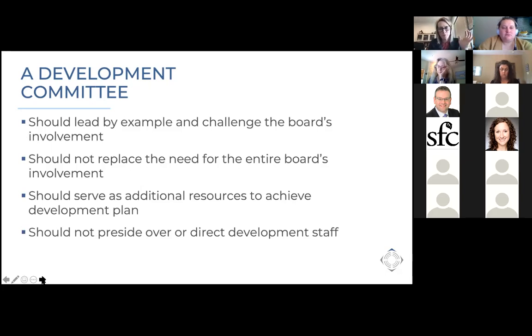And they never should preside over development staff. It's kind of a given, but occasionally that can be a little overbearing. It's really important for the board chair and the ED or CEO to set that tone, that you don't report to that person. That's not the relationship. They're really your partner and collaborator.